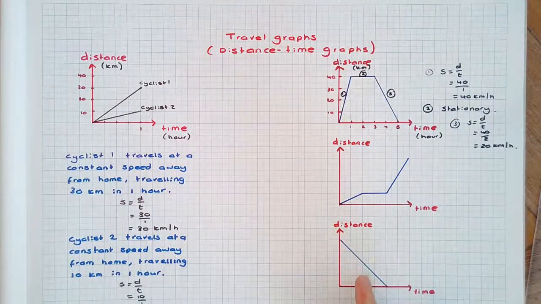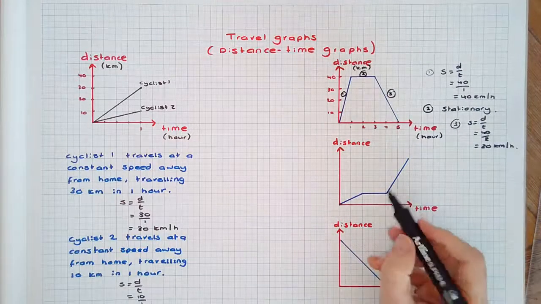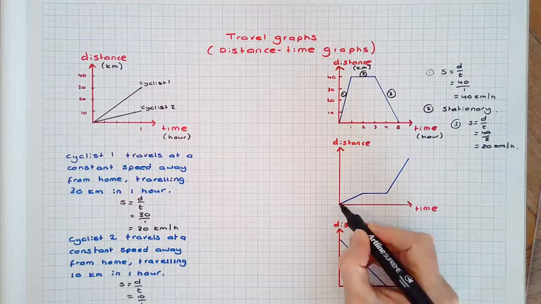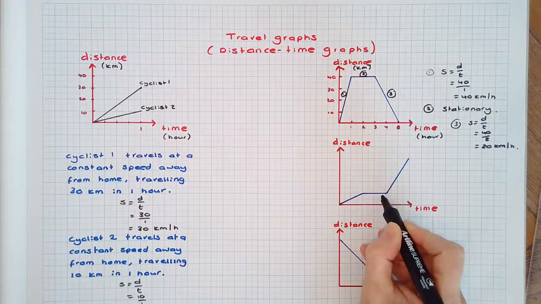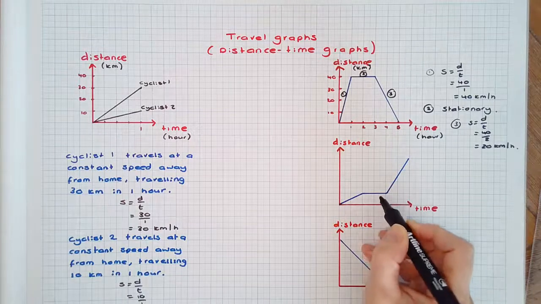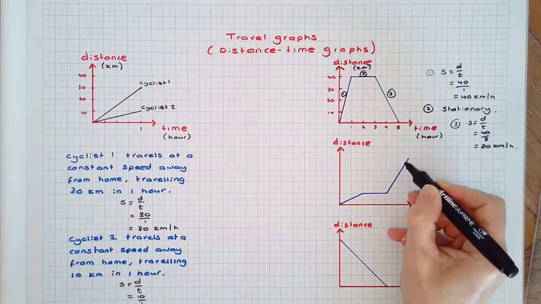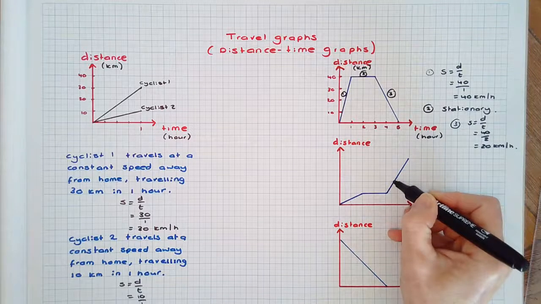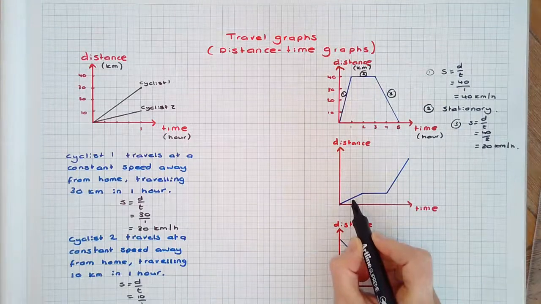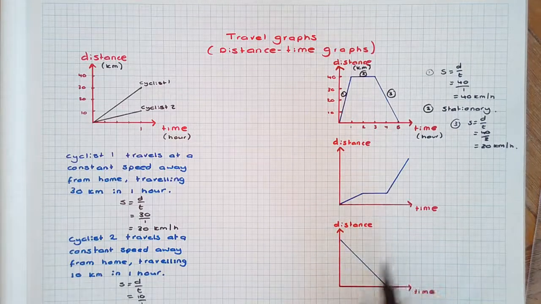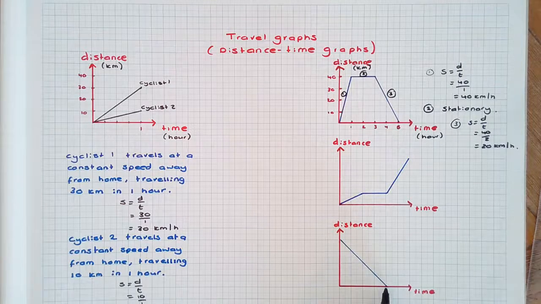Here are 2 further graphs without any units. The first shows an object travelling at a constant speed away from their starting point, then is stationary at the horizontal line, and then continues to travel away from their starting point at a faster speed. This is because this section of the line is steeper than the first section of the line before the rest. The second graph shows an object returning home at a constant speed.